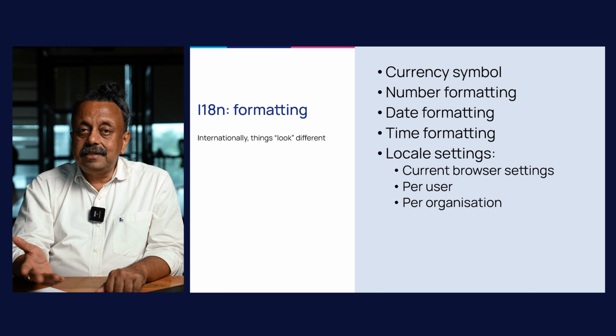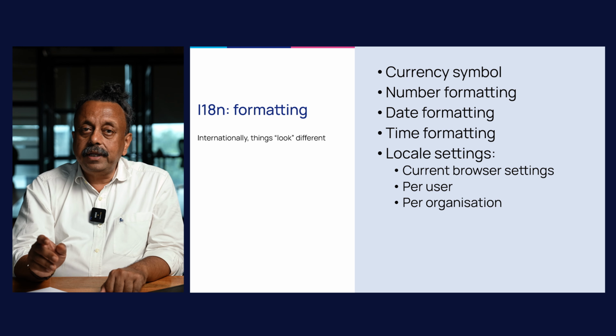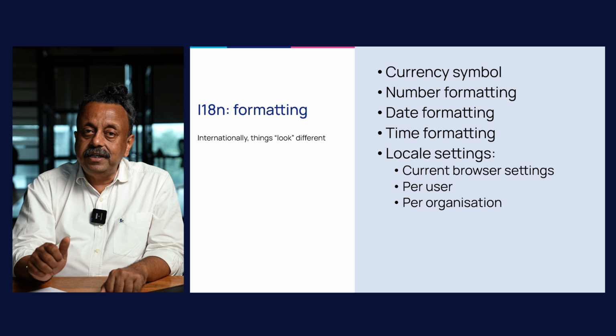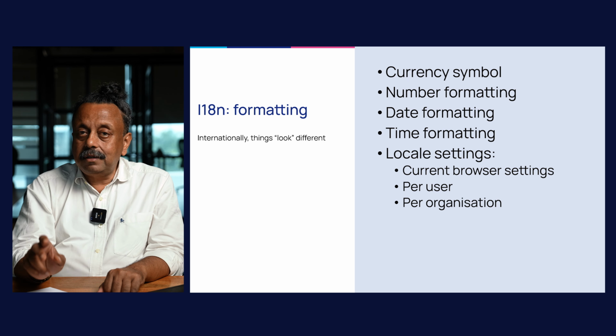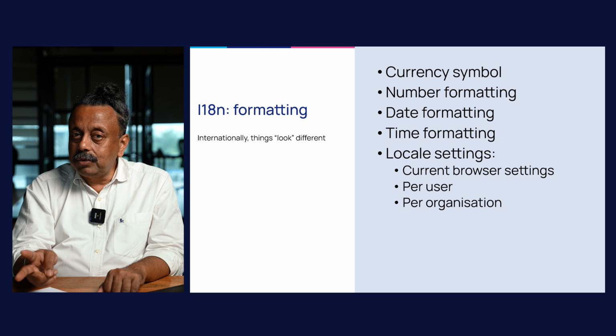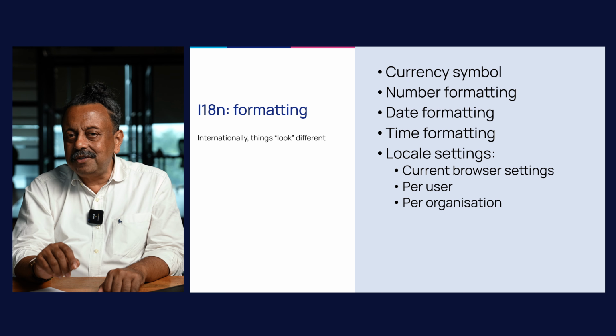We, in the countries that we operate in, are used to putting a comma after every 2 digits or 3 digits. In some countries, especially in many European countries, they put a space every 3 digits and they put a period to separate dollars from cents. They put a comma to separate dollars from cents.